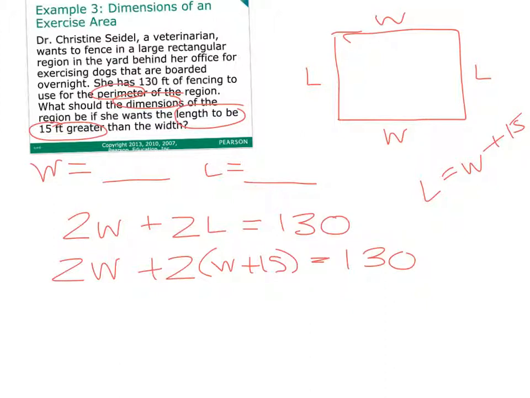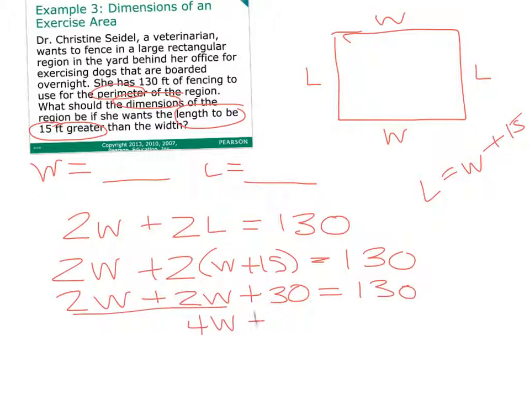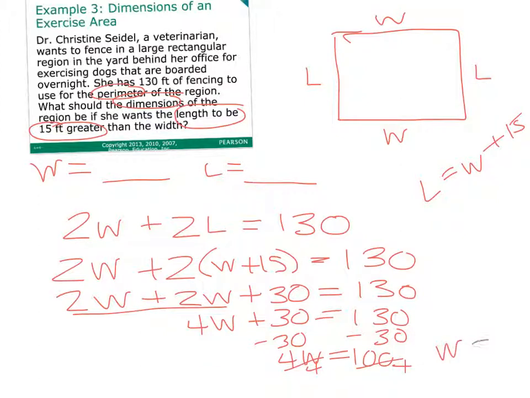Okay? All right, now if we want to solve this, we're going to have to distribute our 2 through our parentheses, which will give us 2W plus 30. We're going to have to combine our like terms, which is going to give us 4W plus 30 equals 130. We're going to have to move the 30 away with subtraction. So 4W equals 100, and then we'll have to divide both sides of the equation by 4. And this is going to give you your width. Your width of this little dog yard is 25 feet.